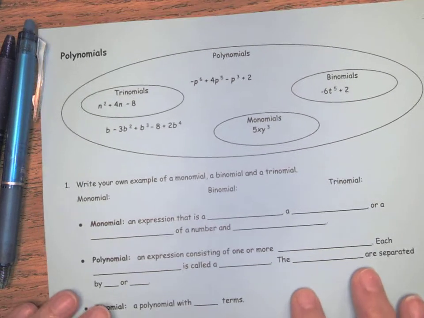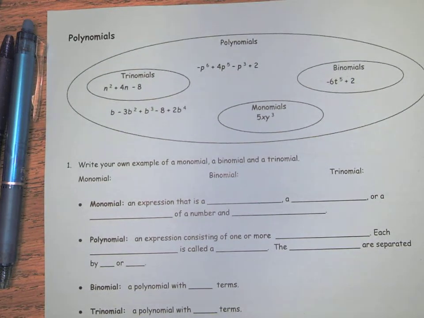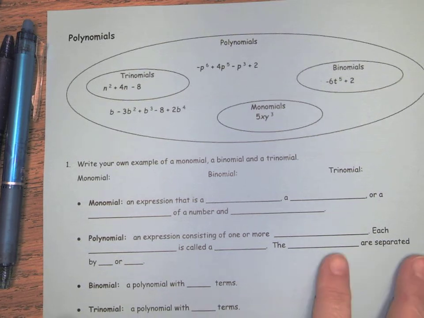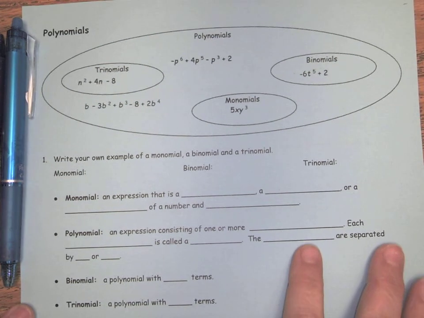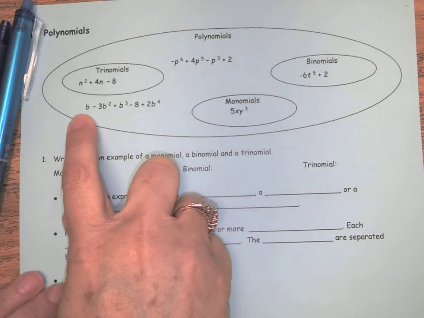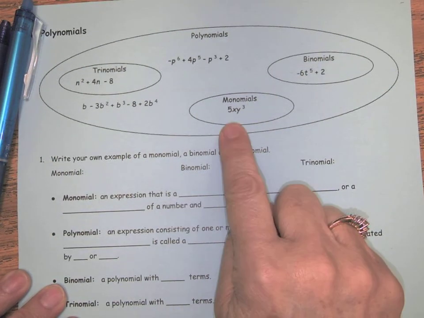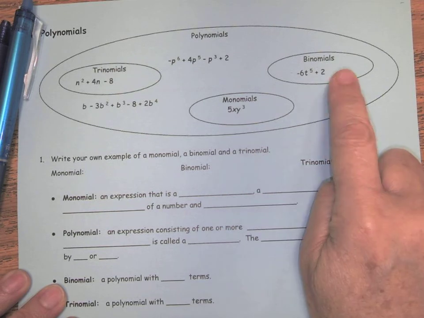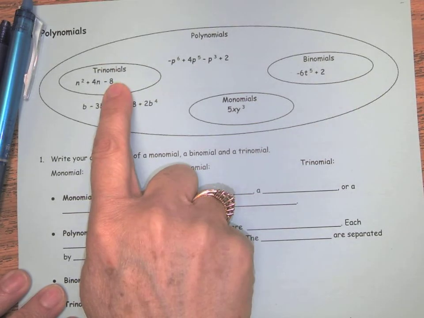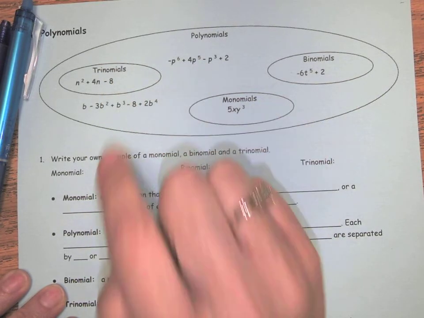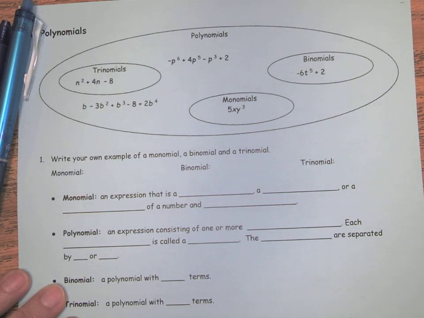We are going to talk about polynomials today. So let's first define and look at what a polynomial is. In this Venn diagram here, everything in the big circle is a polynomial. This is a monomial, binomial, trinomial, and anything bigger than a trinomial is just called a polynomial.